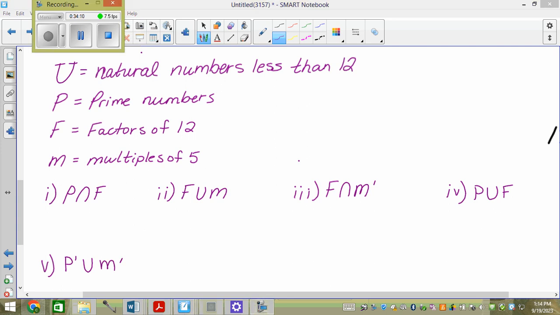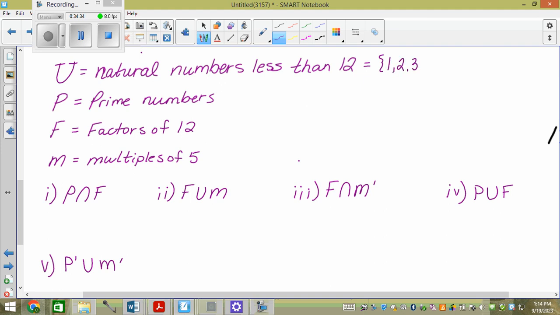So the natural numbers less than 12. Make sure you have all of this, or you will get deducted marks to death. Little deductions everywhere if you don't do it. You have to have the squiggly brackets because that means the set of. Natural numbers start at what? Start with 1, 2, 3, 4, 5, 6, 7, 8, 9, 10, 11. Okay? The prime numbers, that's the universal set.